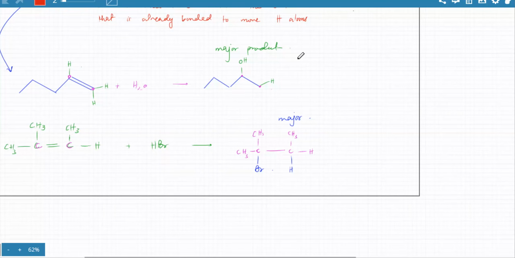Okay, is this clear? Markovnikov's rule. Is that clear? What was Markovnikov's rule? And so now the explanation for Markovnikov's rule, and you will be asked about this. Okay, this is part of your syllabus, and recently you have gotten questions for this. So explaining Markovnikov's rule.